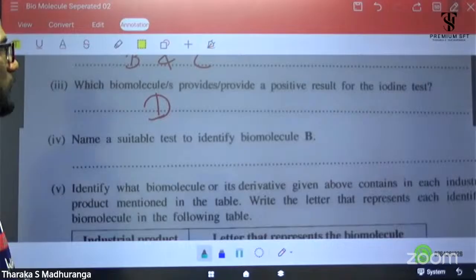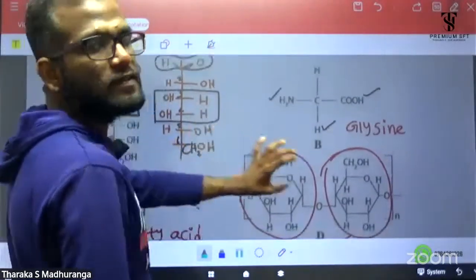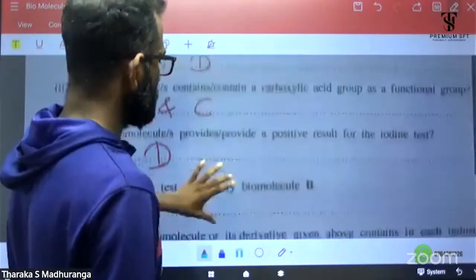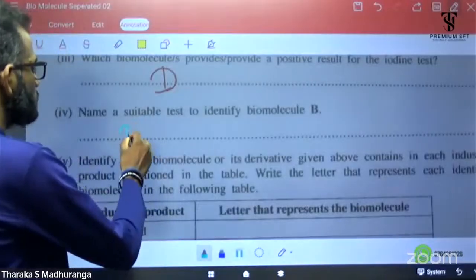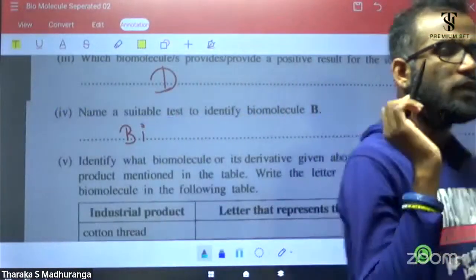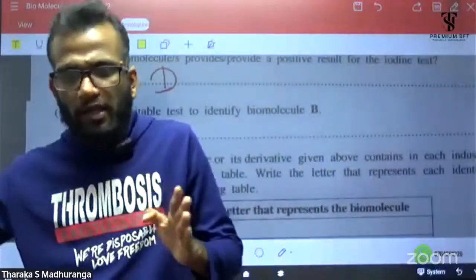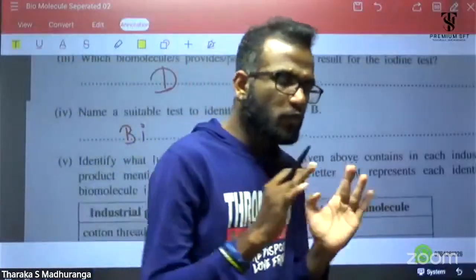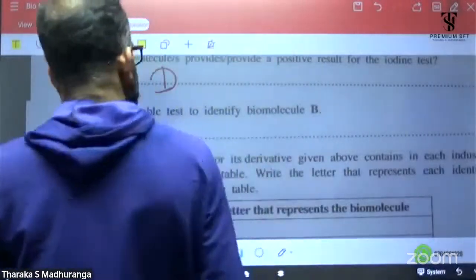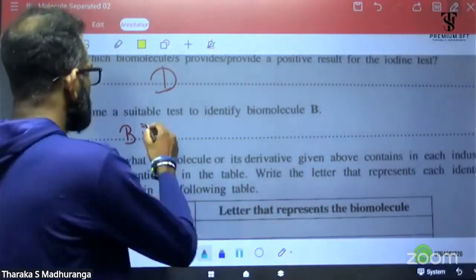Name a suitable test to identify biomolecule B. B is glycine. What is the test? Biuret test. Yes, biuret test. Now you can understand 2015, 16, 20, 21. The same questions are asked again and again, right? Same exam, same question pattern, same question order. A lot of questions are based on identification tests, like the biuret test.